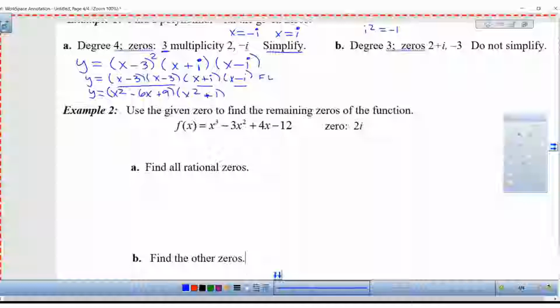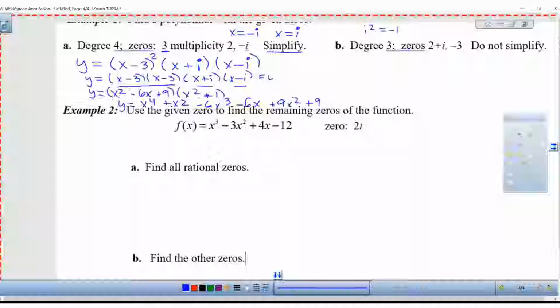Now I have to take this x squared and distribute it across that whole second parenthesis. So it's going to get a little squishy, and I'm very sorry. So it's going to be x to the 4th. x squared times 1 is x squared. Now do the negative 6x. So negative 6x times x squared is a negative 6x to the 3rd. Negative 6x times 1 is a negative 6x. And then 9 times x squared is 9x squared. And then 9 times 1 is 9.